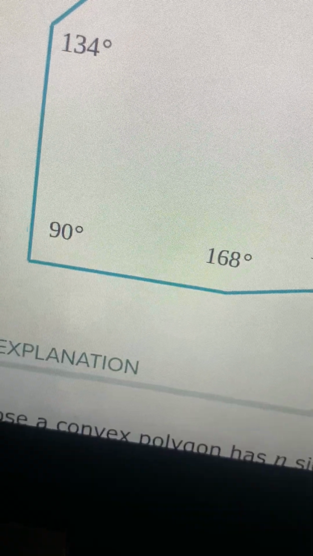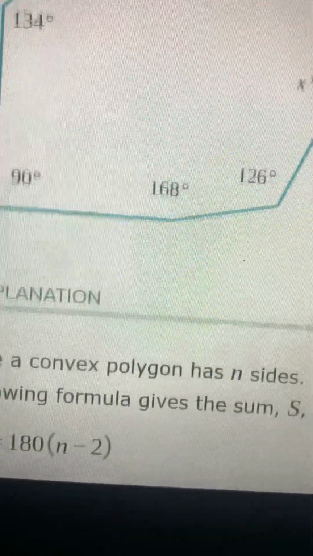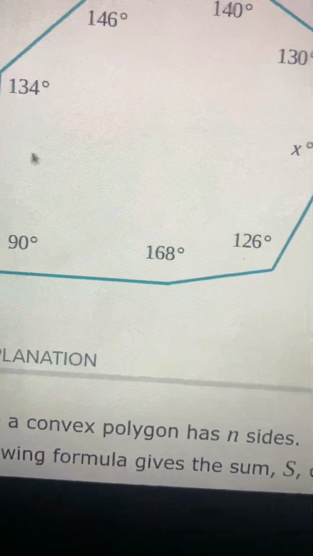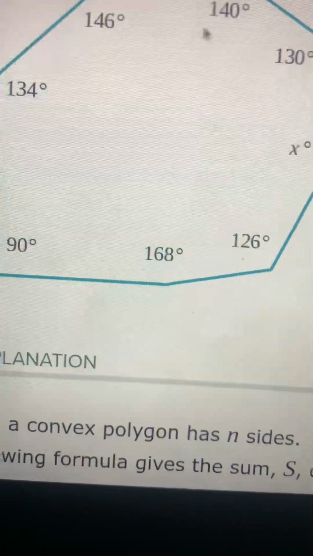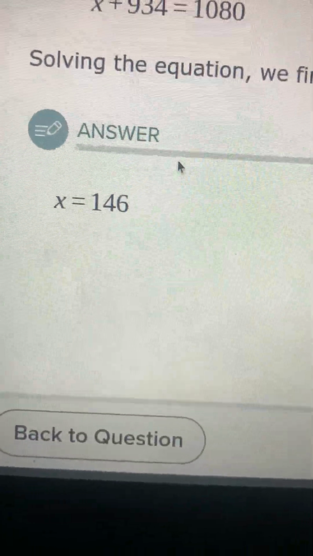1080. But that's not the x, that's not the value, that's the value of all of them together, all of these together. To find it, we gotta subtract all of these numbers from 1,080. You gotta subtract the numbers from 1,080 to get your answer, which is 146.